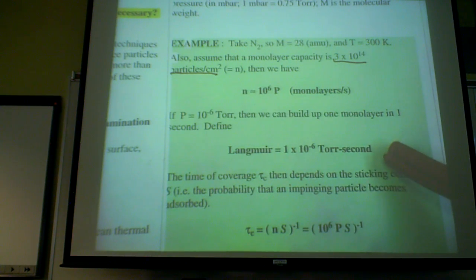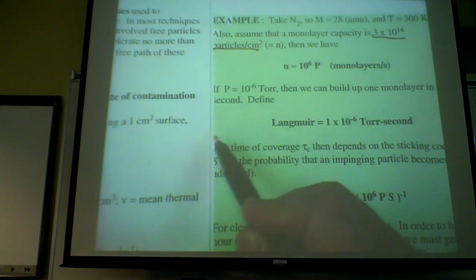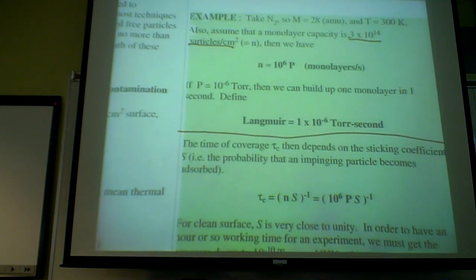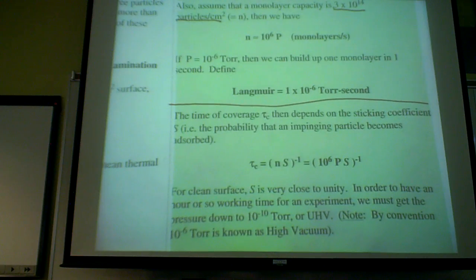So the Langmuir unit is very nice because the Langmuir unit essentially tells you that 1 Langmuir means that you have one monolayer per second, essentially, right? If your pressure is appropriate, you can get one monolayer per second. So further to this, the Langmuir unit, which is related to this simple calculation that we have, is that the time of coverage, how much time you need to cover the material, right?